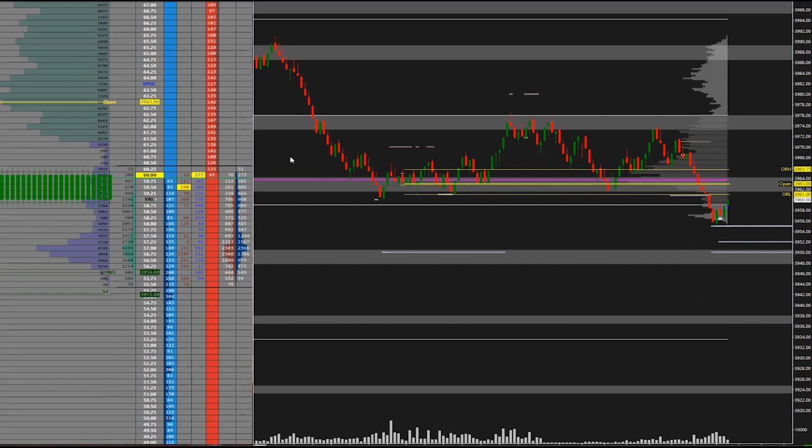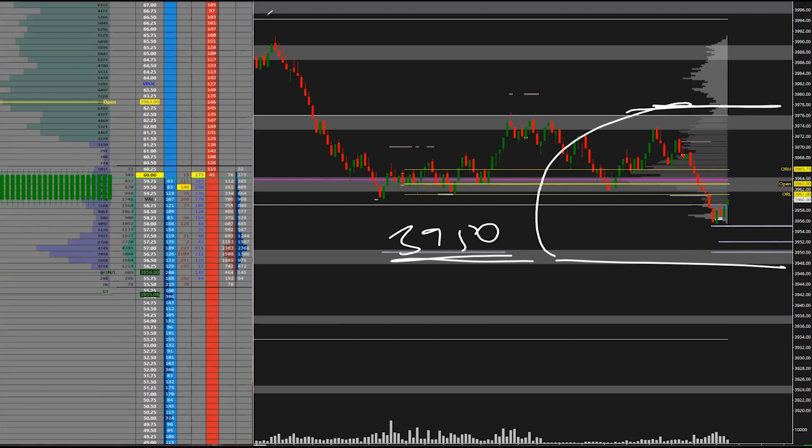Now, where can we find areas of absorption? In this case, we're looking at the 3950. This is a volume profile area. It's the bottom of a distribution. If you guys are unaware of distribution theory, we have a lot of videos on the volume profile. Just check out our YouTube page.